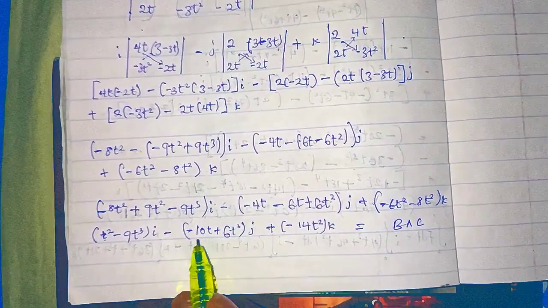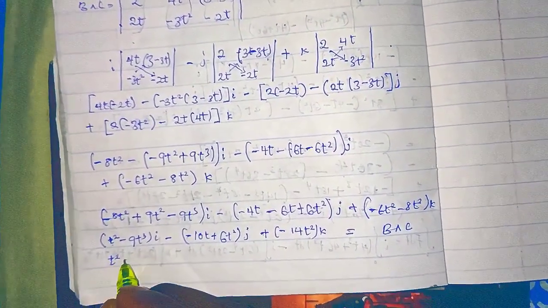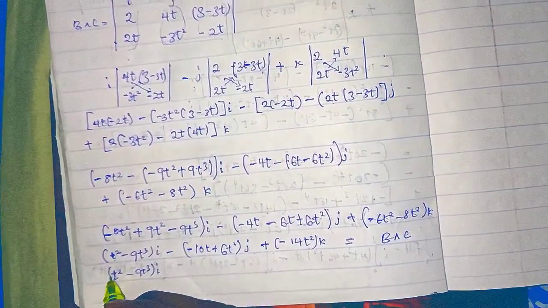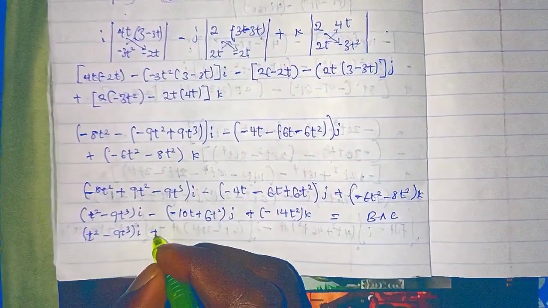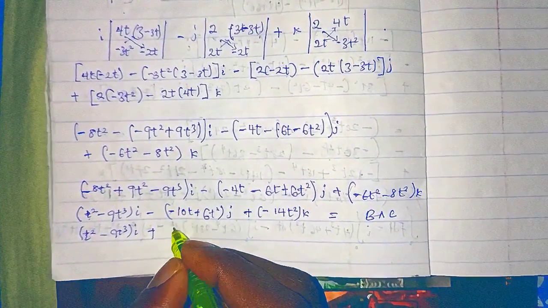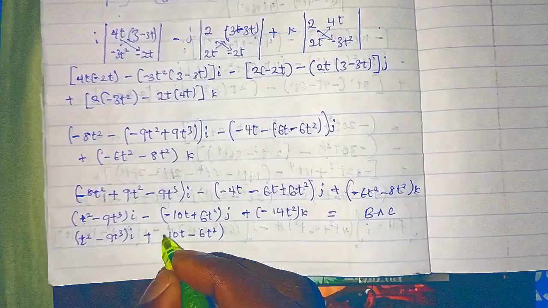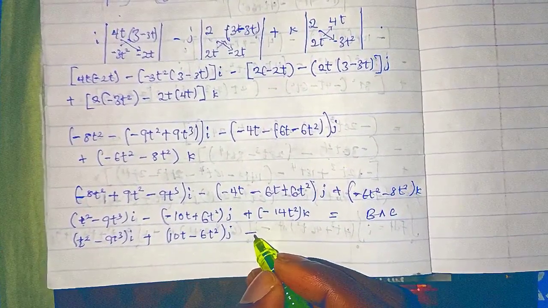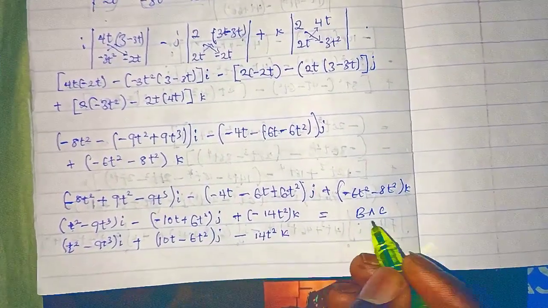Alright, so let's try to simplify further a little bit. We're going to have t squared minus 9t cubed I, and this will become plus. So when you open this, you have 10t minus 6t squared here, and this becomes minus 14t squared K. So this is B cross C.